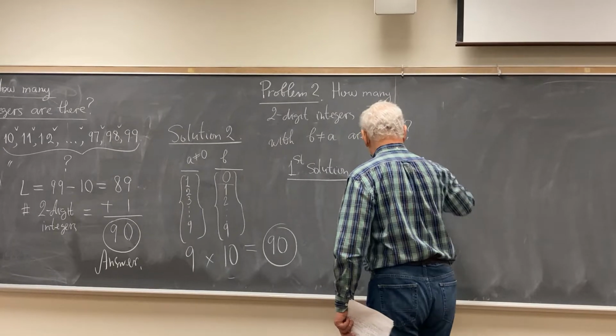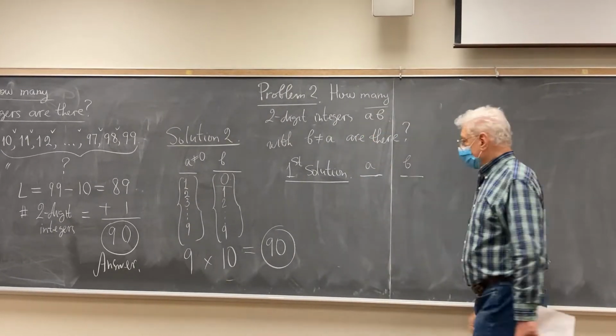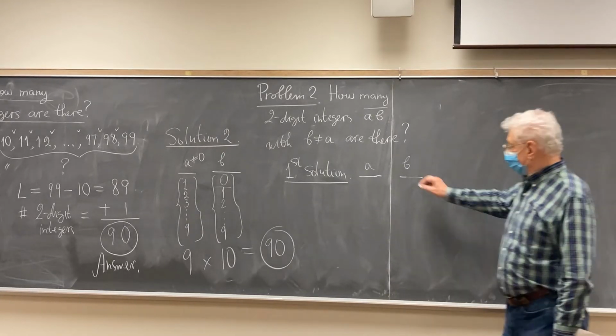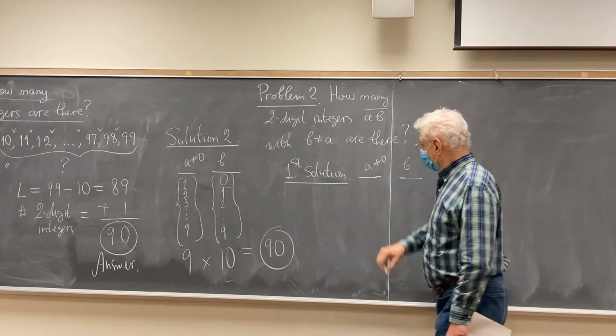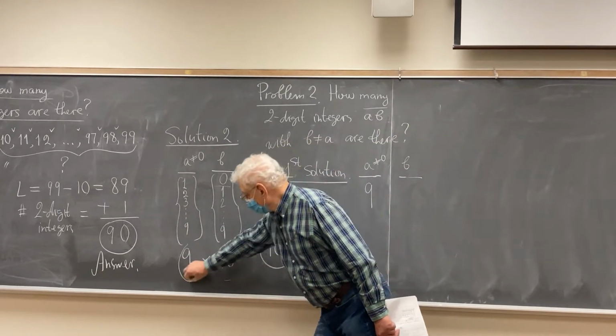Okay, I have 2 positions for the digits, A, B. So A is not 0. So we have 9 possibilities, like here, 9 possibilities.